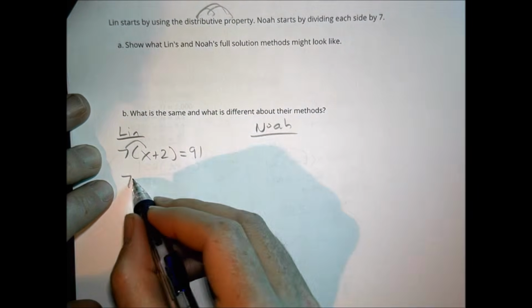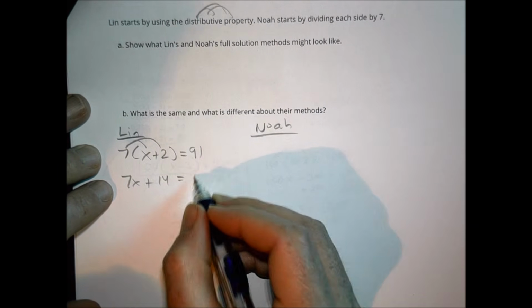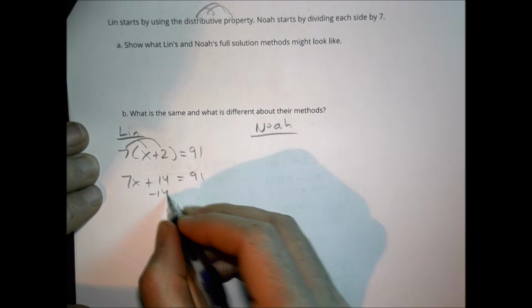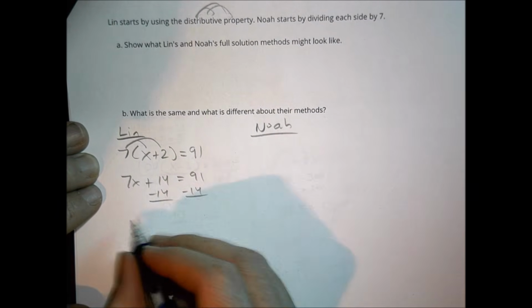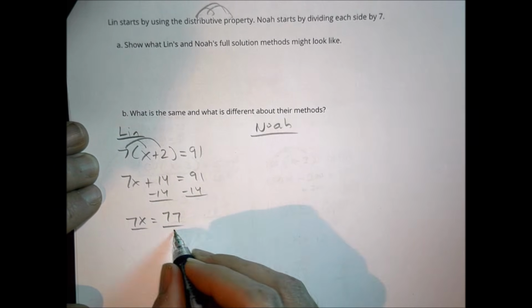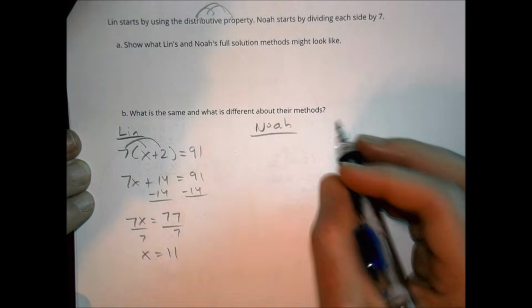So here we go. 7 times x is 7x. 7 times 2 is plus 14. That still equals 91. Then we're going to subtract 14. That's what Lynn would do next. So it's 7x equals 77. And divide both sides by 7 so that x equals 11. That works great. Now Noah did it a little differently.